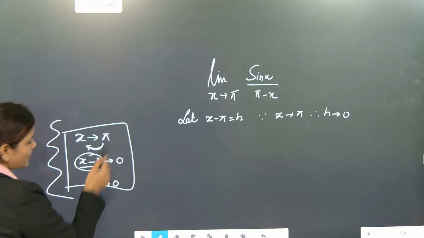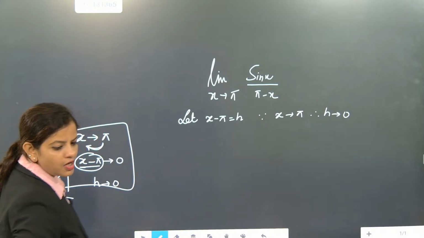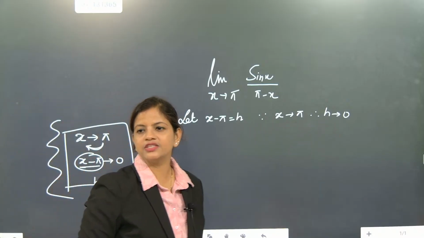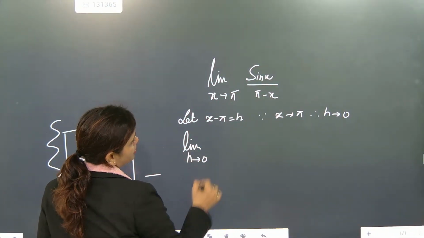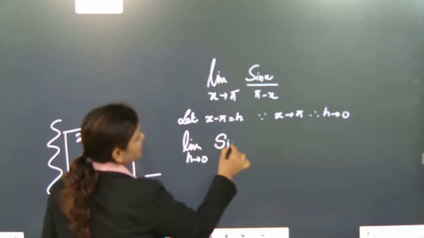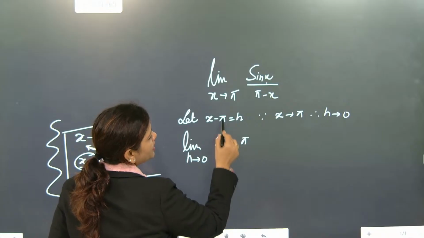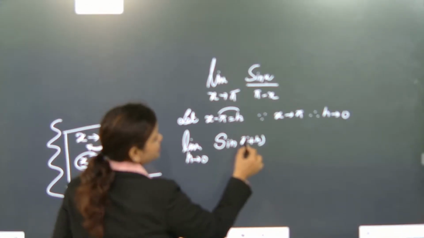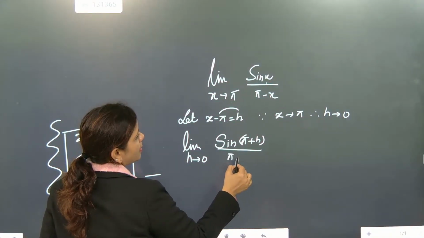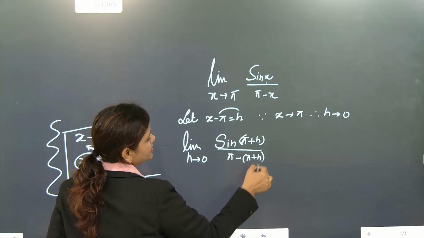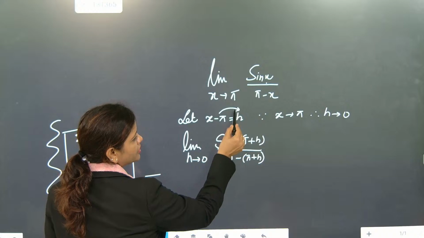But how we are going to present, we can't write like this there. So we will write: let x minus pi is equal to h. Since x tends to pi, therefore h tends to 0. So here limit h tends to 0, sine of, instead of x, what you are going to write? Wherever x is there, it will become pi plus h, if you are shifting this one this side.